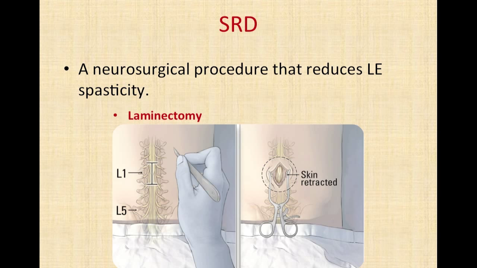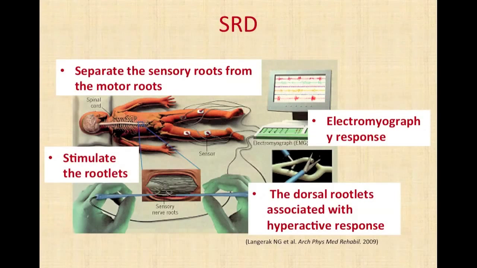SDR is one of the commonly used surgical procedures to reduce or eliminate spasticity in the lower extremity in ambulant children with CP. Typically, the neurosurgeon performs a laminectomy to expose the cauda equina. After that, the neurosurgeons separate sensory roots from motor roots. They divide each dorsal or sensory root into rootlets. Then they stimulate the rootlets to record the electromyographic response of the corresponding muscle in the lower extremity.